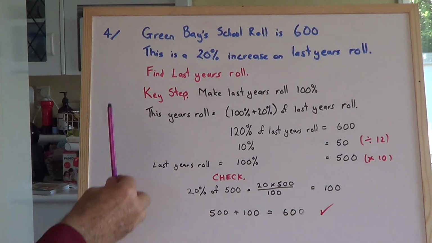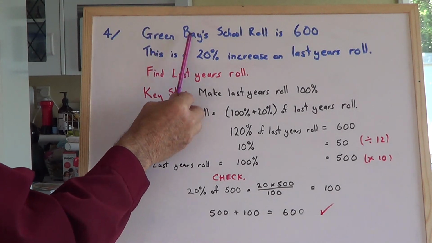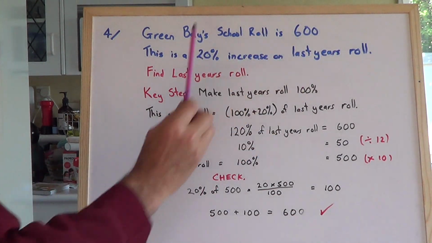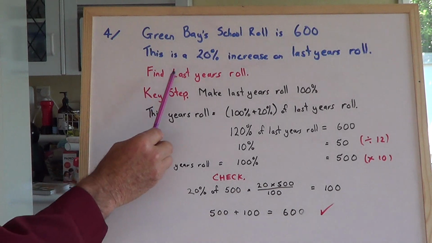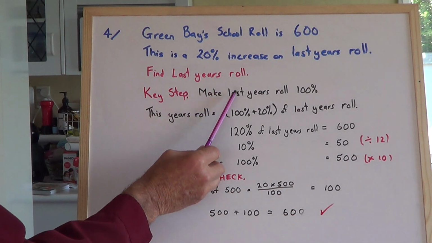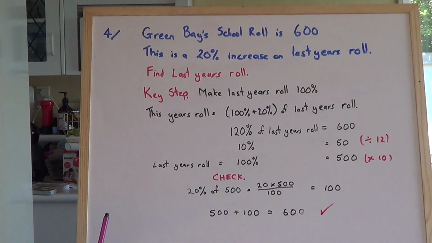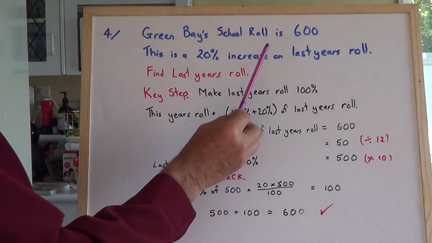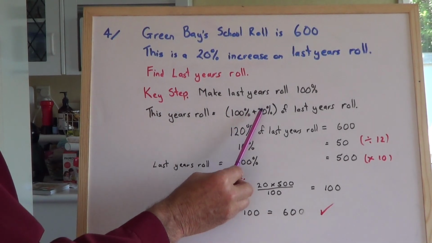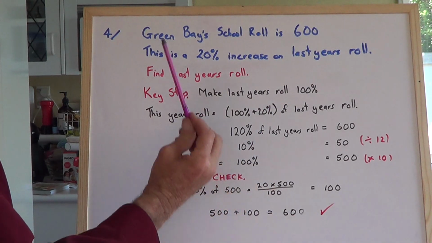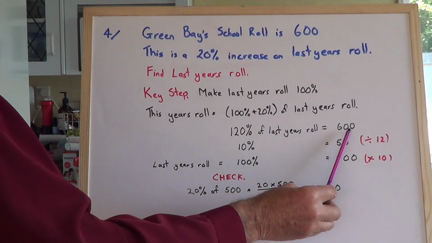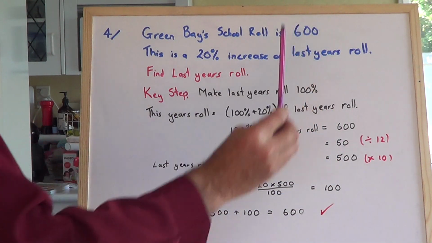Right, here's question 4. Green Bay's school roll is 600. This is a 20% increase on last year's roll. You're asked to find last year's roll. Here's the key step. What you do is you make last year's roll 100%. Now what's happened is we've got a 20% increase, so you take last year's roll, which was 100%, you add on 20% and you get this year's roll. So 120% of last year's roll is going to be 600 because that was this year's roll.